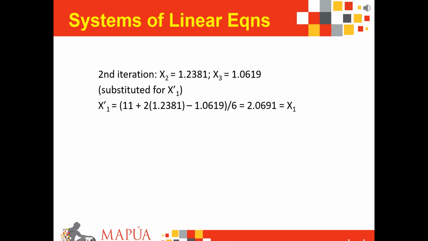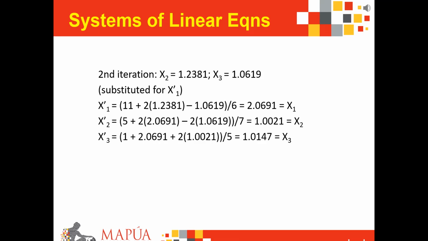x3. Substituting them for your new computed x1 gives us a solution like this, with a new x1 equal to 2.0691. And again, we introduce this calculated x1 and the previous calculated x3 to your next iterative variable x2, giving us this solution with a new x2 value of 1.0021. And then we introduce on your x3 this previously calculated x1 and x2, thus giving us a new x3 iterative solution to be like this, with a value of 1.0147.